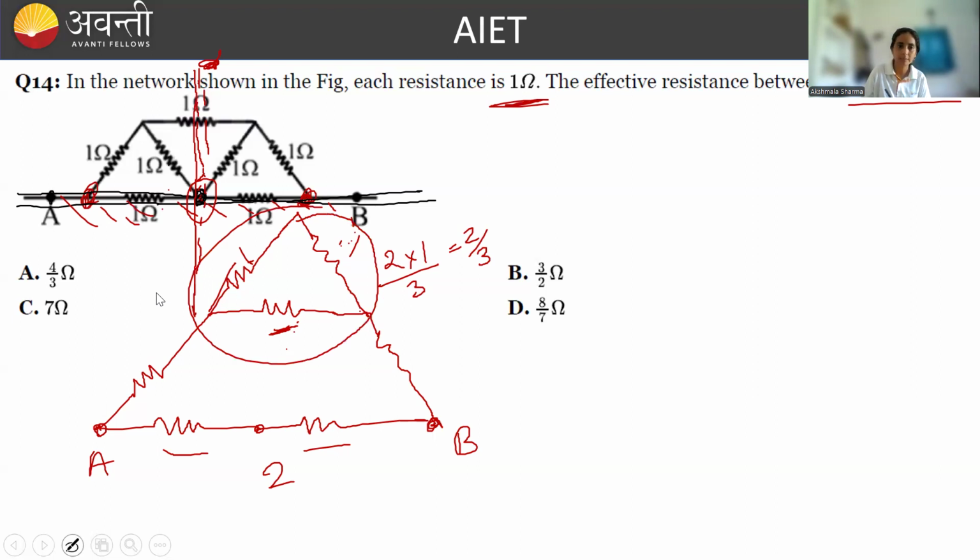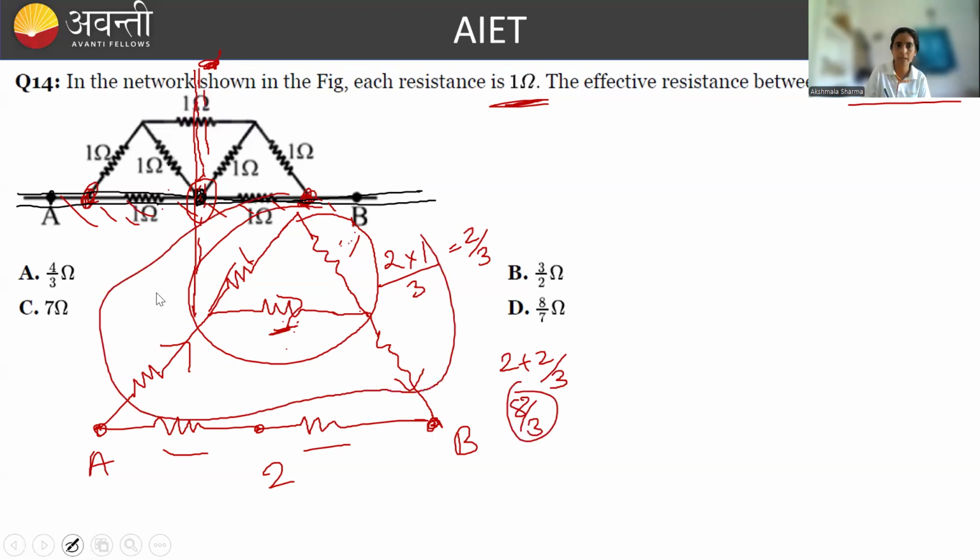Now this thing and this whole and this thing, these three are in series. So 1 plus 2 by 3 plus 1. So 2 plus 2 by 3. 2 plus 2 by 3 आप कर लो. So that is 8 by 3. So this whole in the above is 8 by 3 and this is 2. 8 by 3 and 2 are in what? 8 by 3 and 2 are in parallel. ठीक है?